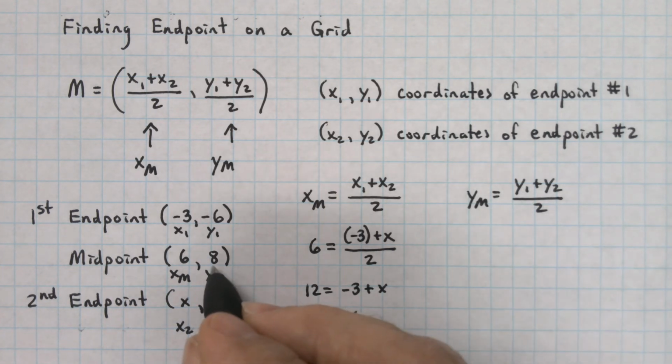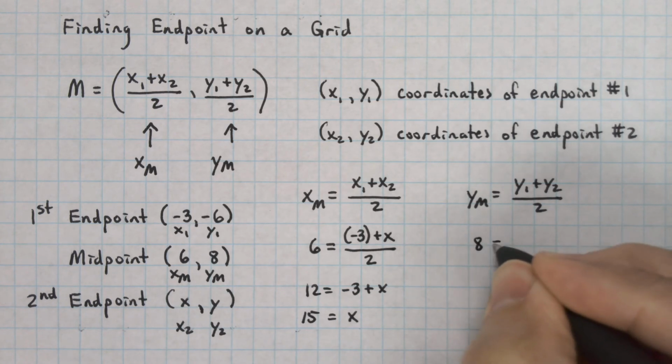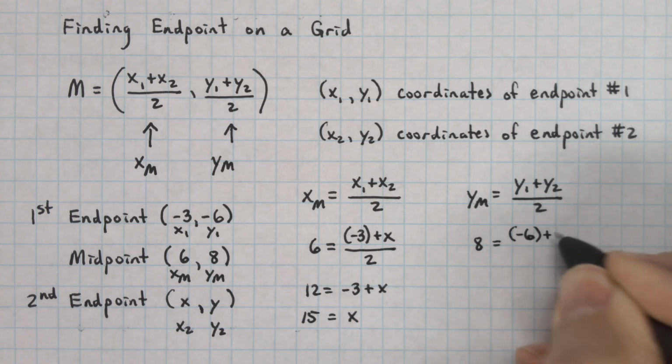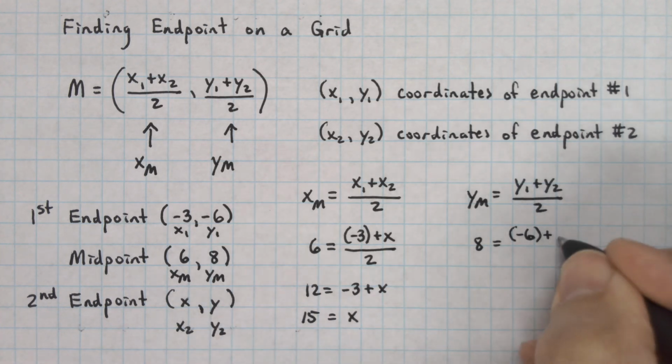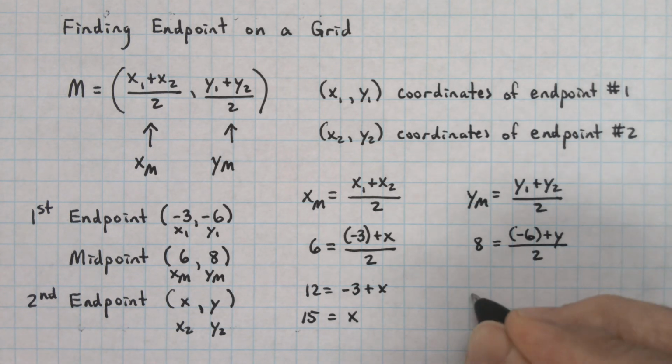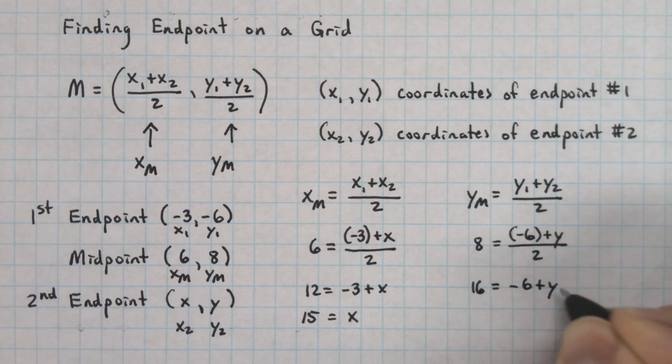The y-coordinate of the midpoint is 8. y1 is -6. y2, we don't know. We can just leave a y and then divide by 2. We have to multiply both sides by 2, and we get 16 equals -6 plus y. And if we add 6 to both sides, we get 22.